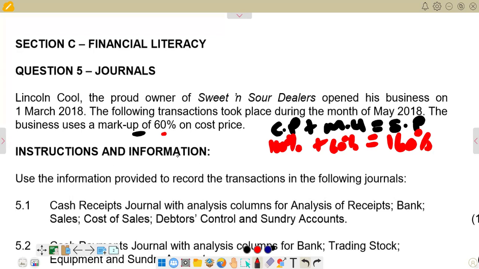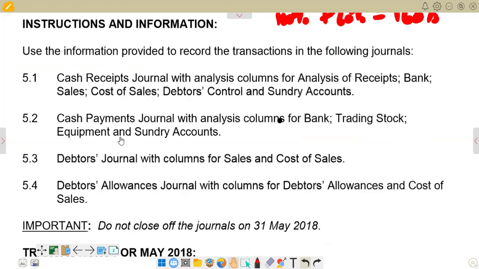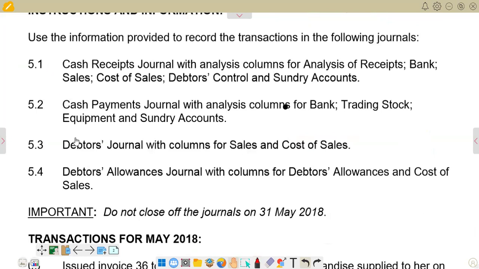Then we go to instructions and information. It reads, use the information provided to record the transactions in the following journals. That is 4.1. It requires you the cash receipts journal, and we've got other journals that are going to follow. So if you go down, you'd see that we are going to prepare from 5.1 to 5.4. Then we have a note which reads important: do not close off journals on 31 May 2018. So what does it mean? It means after preparing the journals, we are not supposed to close them off. Let's take note of this instruction.